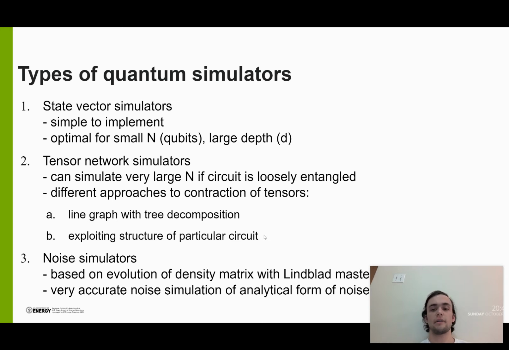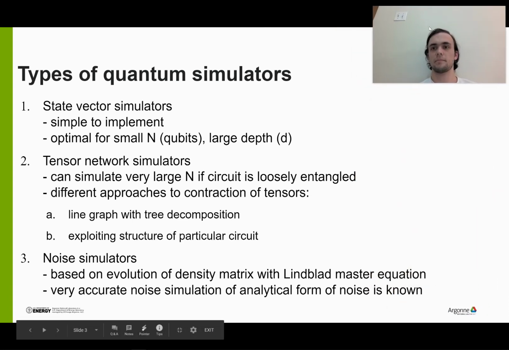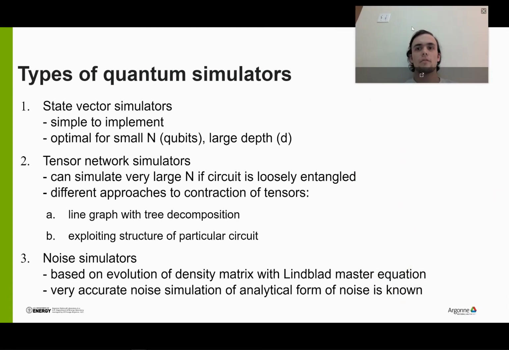And of course, there are noise simulators, and they are mostly for simulating hardware and providing experimentalists with the reference that they want to compare with.